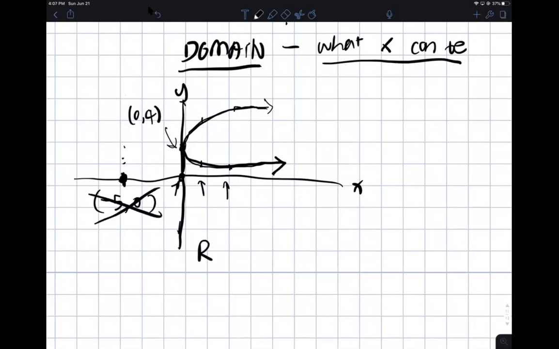Do you know what the range is? Range is, I think, the y. Yeah, so it's just what y can be. So let's look at this example, this parabola. What would the domain be? Can you repeat the question, please? What would the domain be? Oh, like in that.